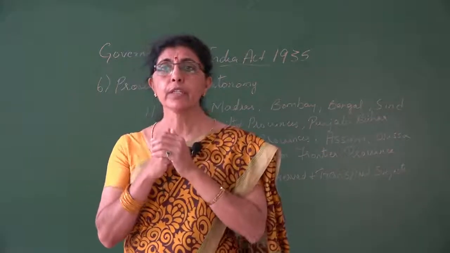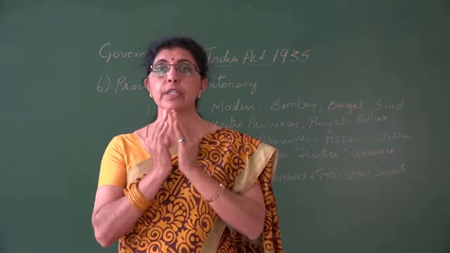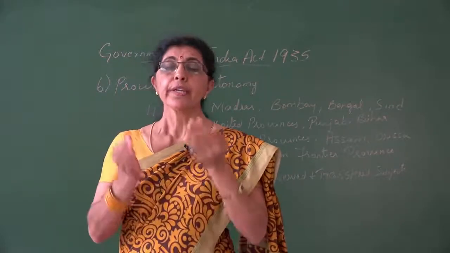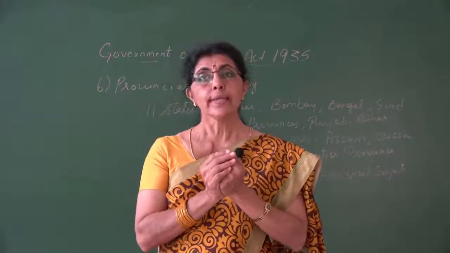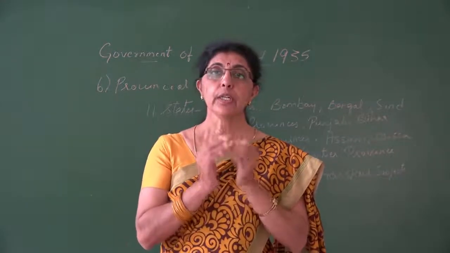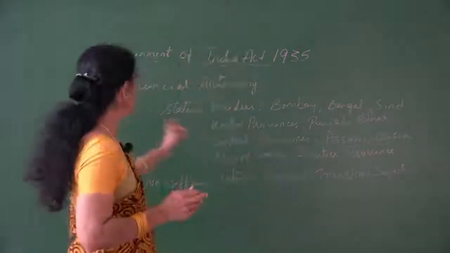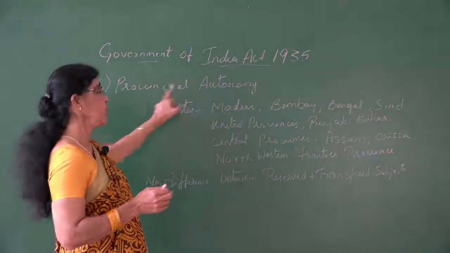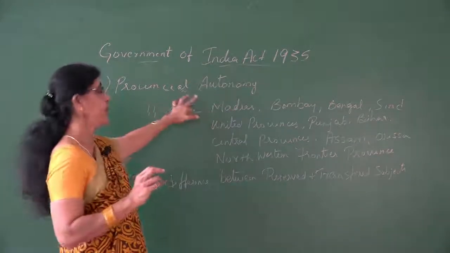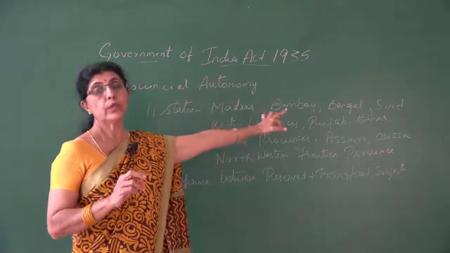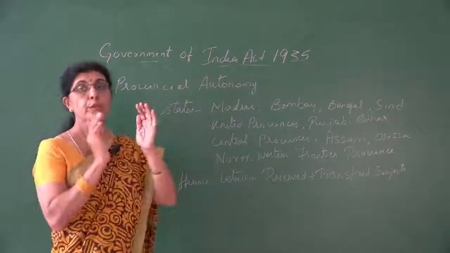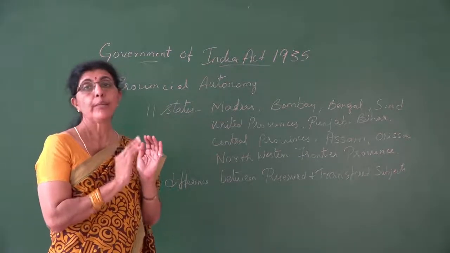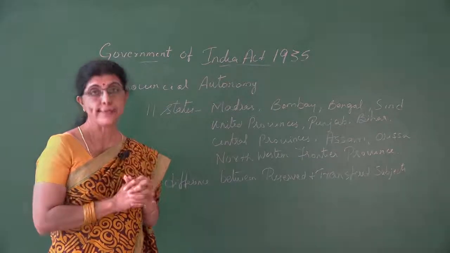The Governor General was the head. The Governor General was in a pivotal position. He was the one person who had all discretionary powers also. Hence, provincial autonomy was very, very limited. Hence, we cannot call this complete autonomy, because more of the power was retained by the central government itself.